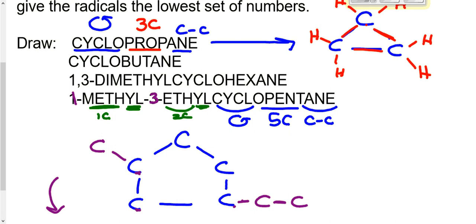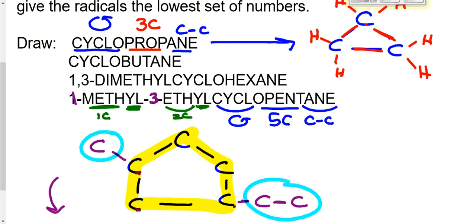Anytime you see a ring structure, it is always automatically your parent chain. Anything branching off the ring structure becomes branches. So this was my 1-methyl, 3-ethyl cyclopentane.